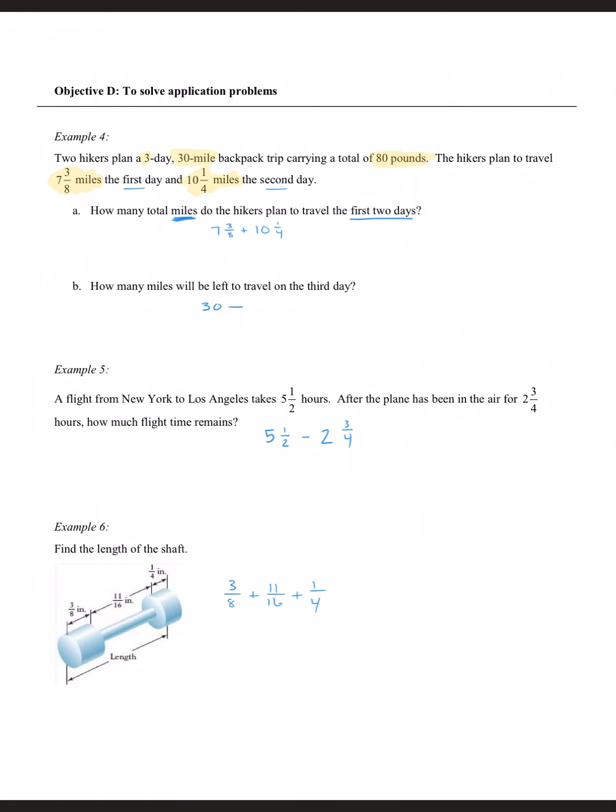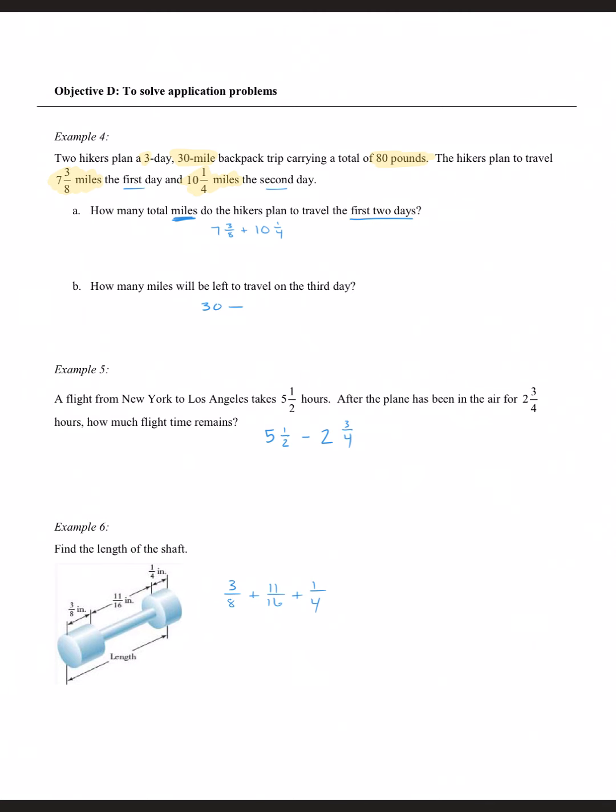Okay, so let's go ahead and talk about these examples and then I'll let you try to finish them. So in example 4, we have a lot of numbers going on, and you can see that I highlighted all the different numbers. We have to determine which of these numbers we need and which ones we do not need, because sometimes in our application problems, not every number is needed to solve the problem.